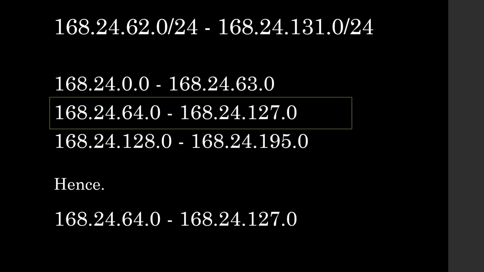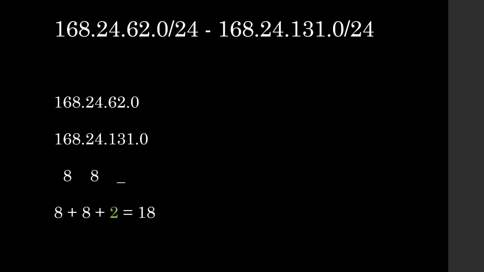From the given example, most of its range is in the second slice of these networks, which leaves a gap of a network range from 62 to 64, as well as a gap of 127 to 131. But we have to set it aside, and we consider the second IP range, which is from 64 to 127.